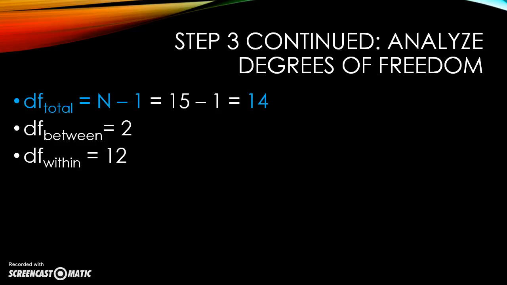The next step in step 3 would be to analyze the degrees of freedom that we found, and we also have to find one more. So we will find the degrees of freedom total. Take the total number of participants minus 1, and you get 15 minus 1, you get 14. And then also we would again state that our DF between is 2 and DF within is 12.